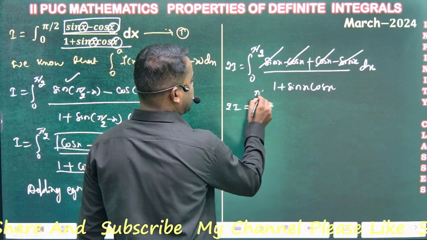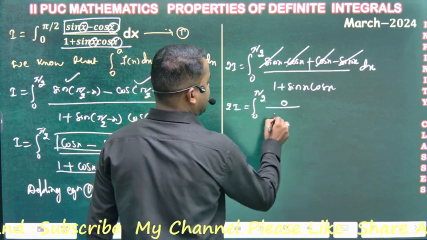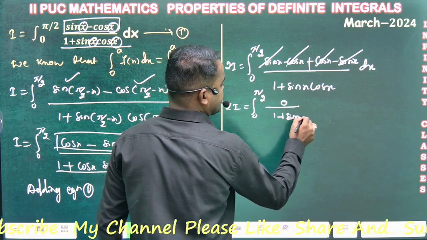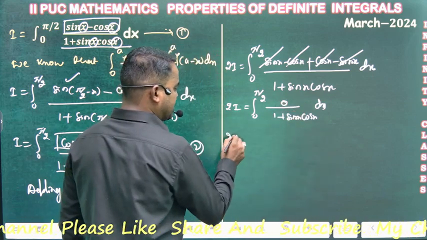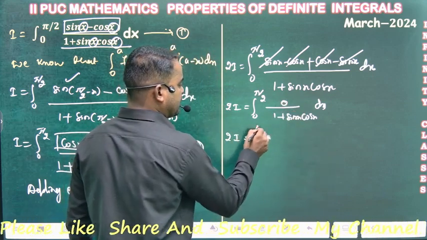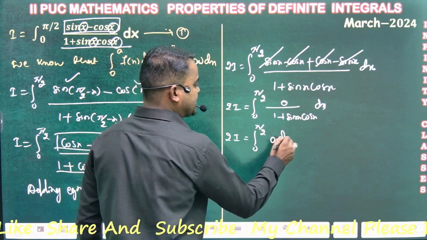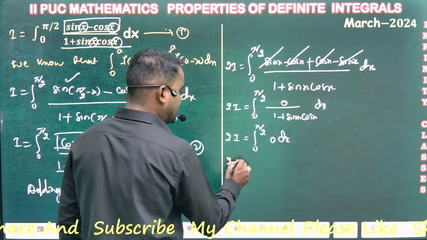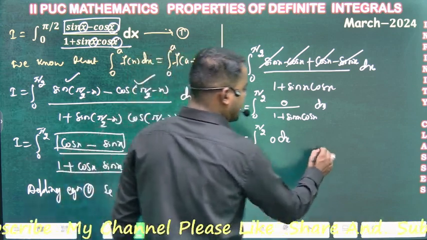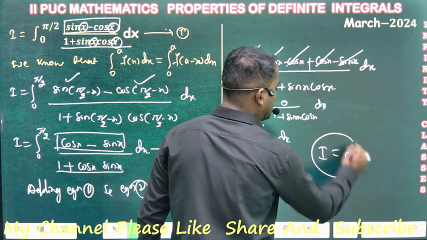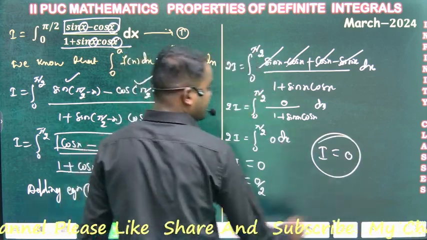Integral from 0 to 5 by 2, that is 0 divided by 1 plus sin x cos x dx, and 0 divided by any number is what? 0. Integral from 0 to 5 by 2, that is 0 into dx is what? 0. Then 2I equals 0. Then I equals 0 by 2, then I will be 0.